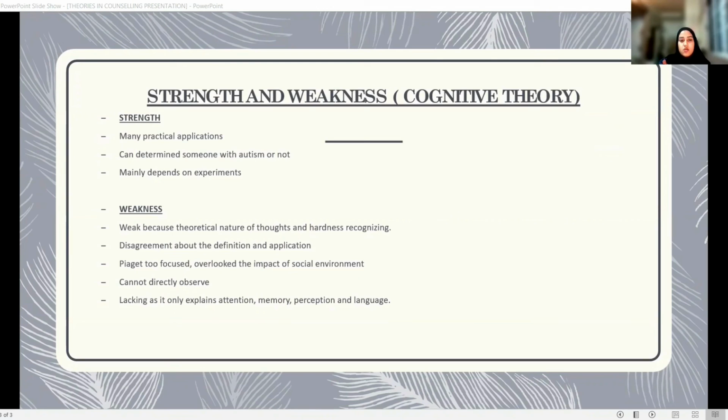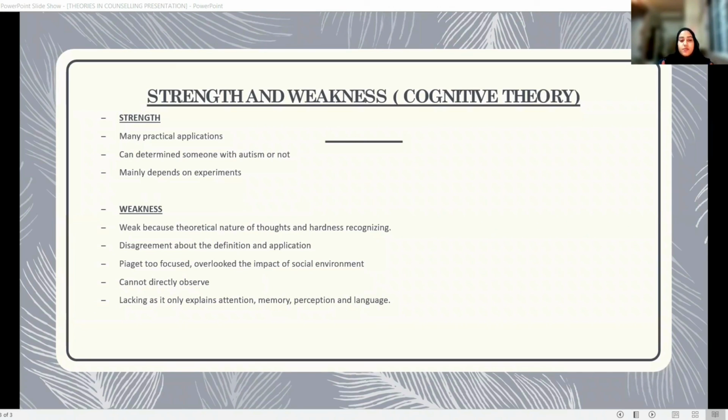So I'll continue with the strengths and weaknesses of the cognitive theory. Basically, one of the strengths of this theory is that it has many practical applications, and it can determine whether someone has autism or not. It mainly depends on experiment, because that is its main research method. And for the weaknesses, this theory is also considered weak because of the theoretical nature of thoughts and the hardness of recognizing the main problem. And then there's also a disagreement about the definition and application of this theory.